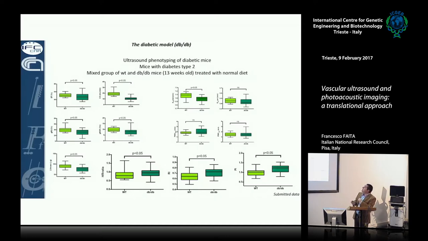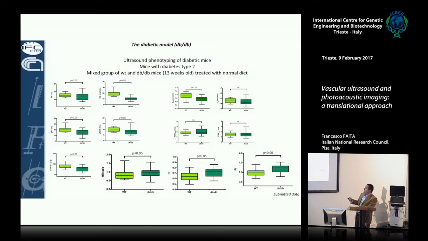About the vascular part, our diabetic mice show lower values of the diameter in both aorta and carotid, and this can be explained by the presence of reduced nitric oxide bioavailability, I mean reduced endothelial function in these animals, which is linked to hyperlipidemia of the diabetic mice.